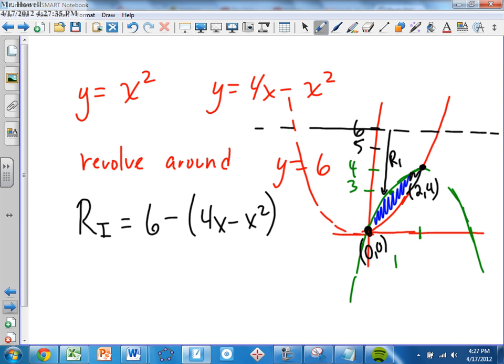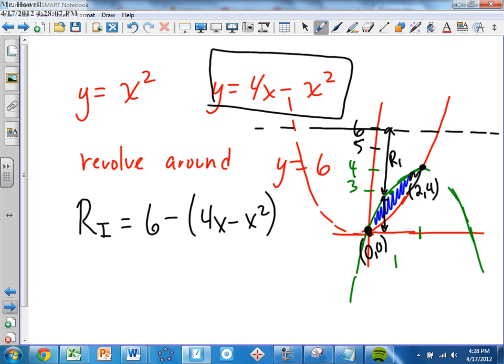Okay, so the entire height is 6, right? And we want to know just the inner radius, so I need to subtract that right there. Again, the distance from y equals 6 to the x-axis, that full distance, is 6. But I want to take away this little portion, so I'm left with the inner radius right there. This portion is represented by the height of the green function, which is the function that we had to begin with.